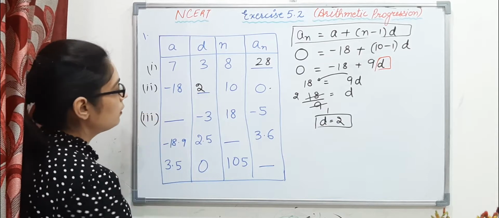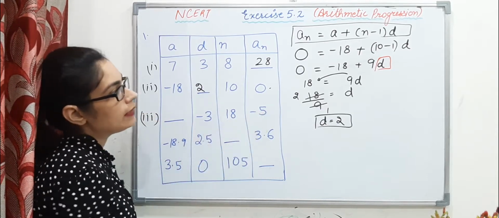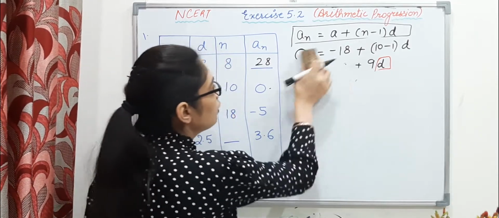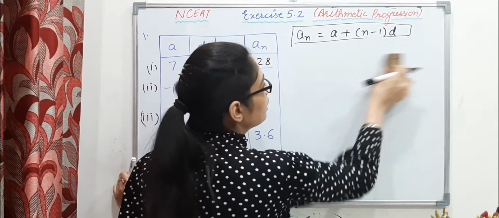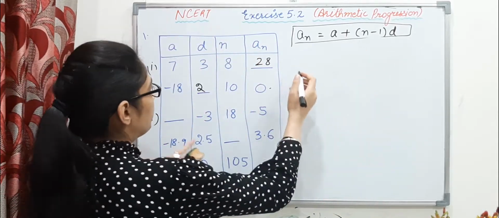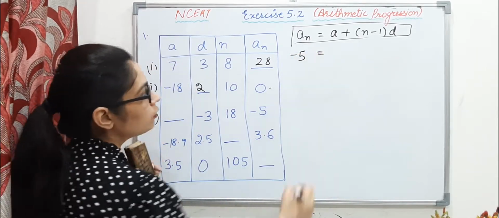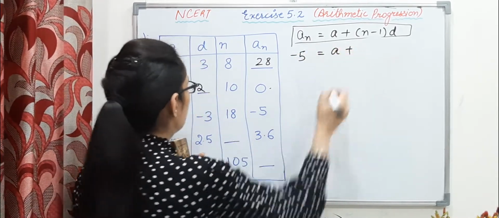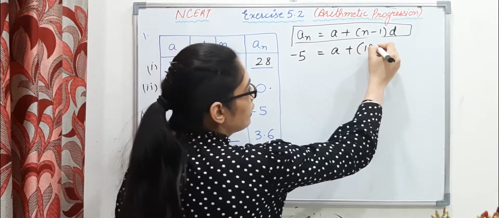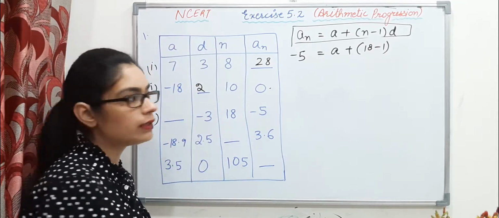In the third part, we have to find A. D is given, N is given, and AN is given to us. So same formula. Given things we can substitute, and the required thing we can find. So AN is equals to minus 5. A we have to find, so we will write A. N is 18, so in place of N, 18 minus 1 as it is. D is equals to minus 3.